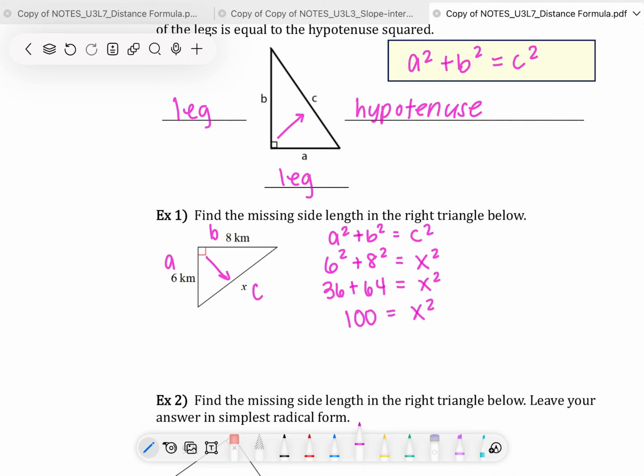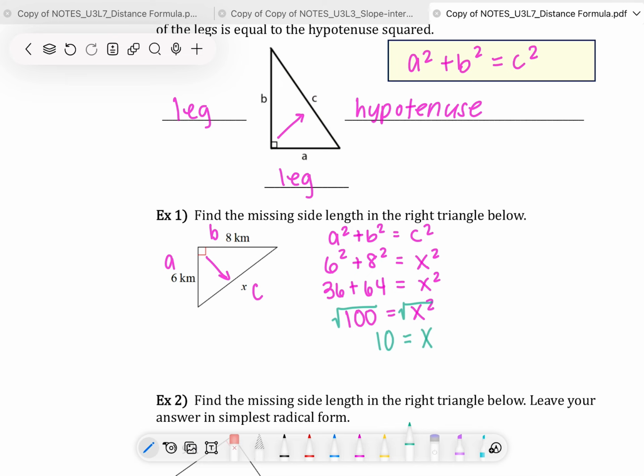And now here, if I want to know what the x value is, but I have x squared equals 100, I can do the inverse of squaring. So the inverse of squaring something is taking the square root of it. So here, if I take the square root of both sides, then I end up with x by itself. And then whatever the square root of 100 is what it's equal to. In this case, the square root of 100 is 10 because 10 times 10 is 100. So our answer here is 10.